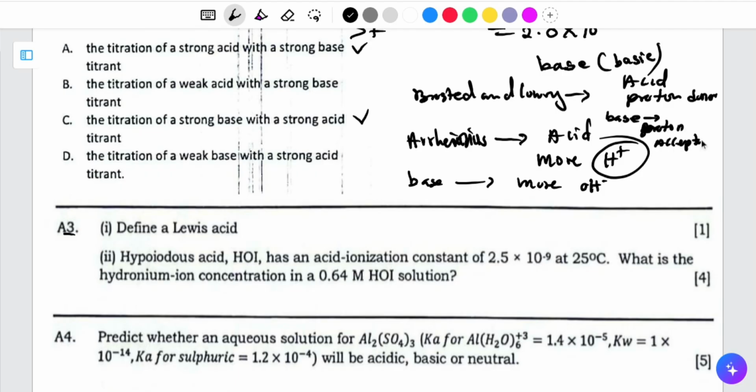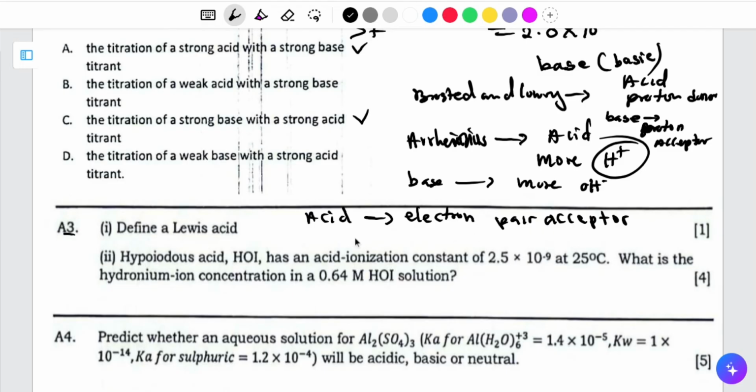Then when you talk of Lewis, it focuses on electron pairs. Since acids in the Arrhenius definition donate protons, when it comes to Lewis, acids are going to be any species which is going to accept a pair of electrons. So we're going to say acids are solutions that accept a pair of electrons. So we say electron pair acceptor, meaning they are able to accept electrons.